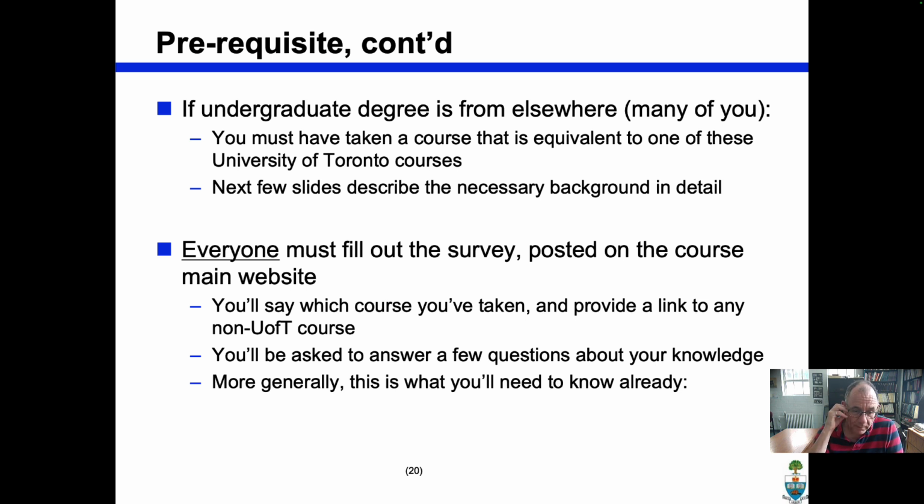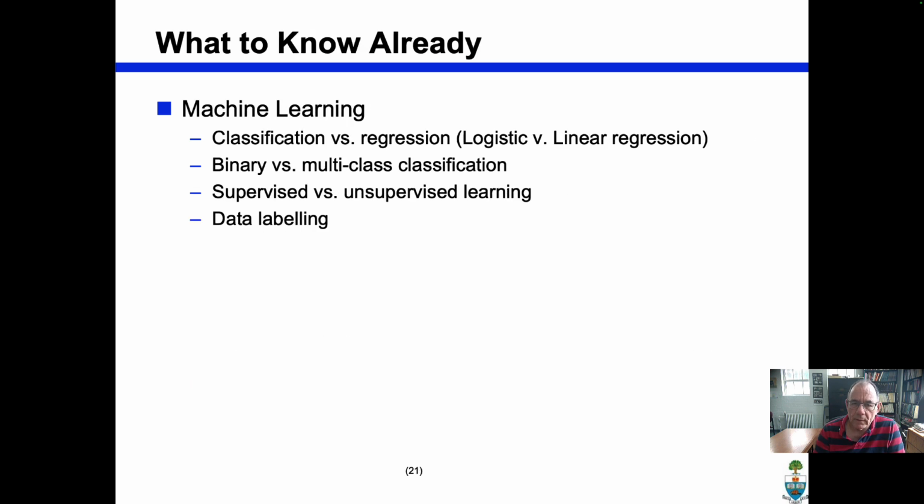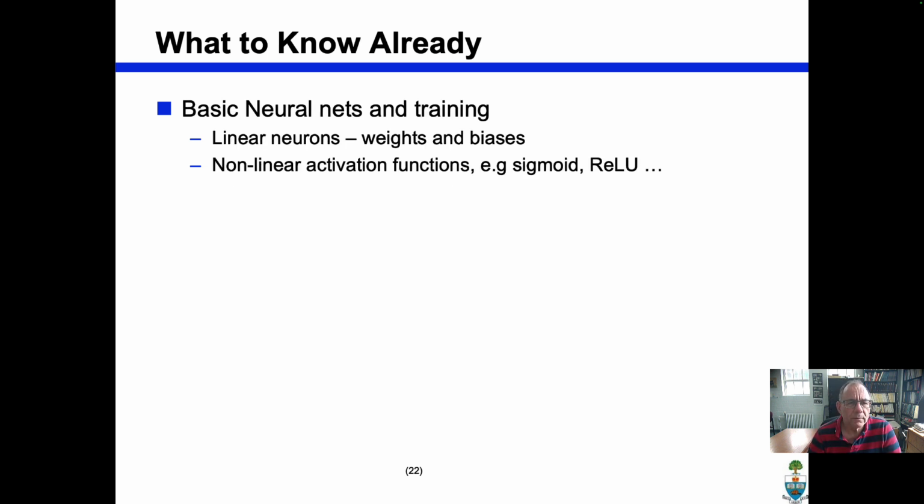About that background. More generally, these are the things that you need to know already. So you need to know what machine learning is. What is classification versus regression as a basic notion? And that would include knowing what logistic regression is versus linear regression. You should know what binary versus multi-class classification is, what supervised learning versus unsupervised learning is, and what it means to label data, because that's going to show up a bunch in this course.